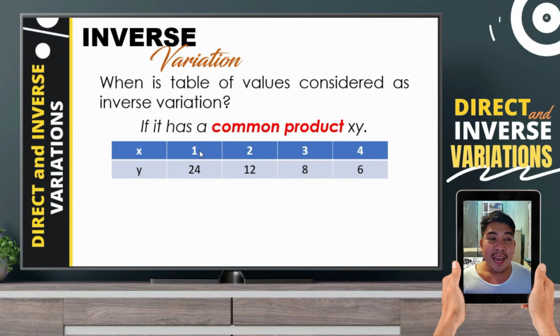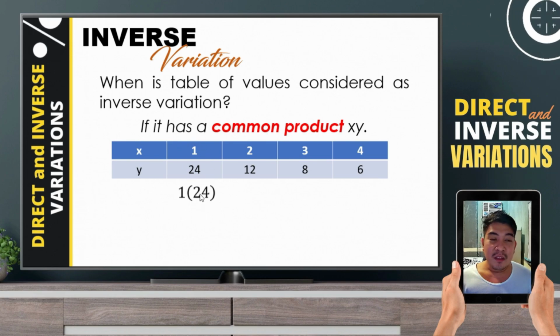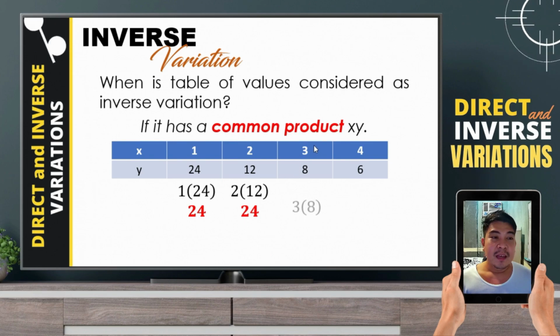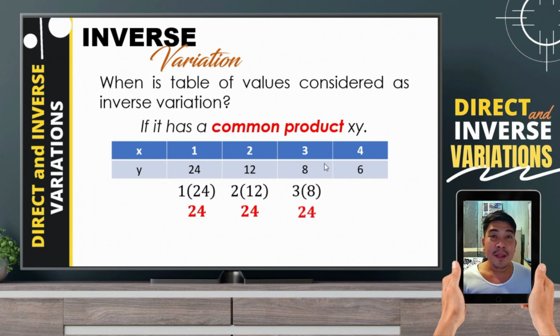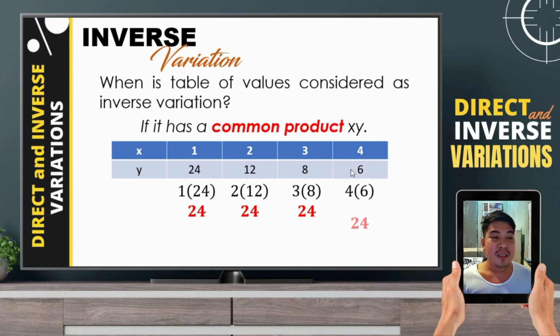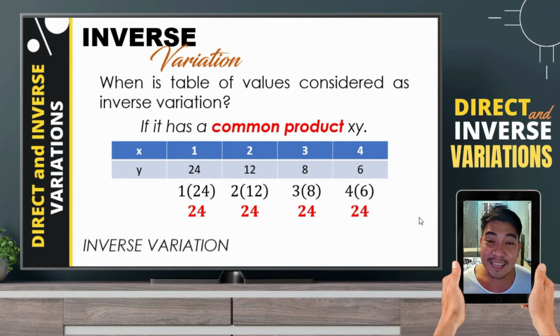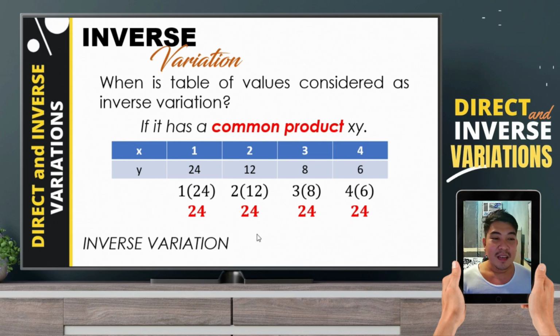We need to multiply x and y. So, this first pair, 1 times 24, that will be 24. Next, 2 times 12, that will also be 24. 3 times 8, that will be 24. And then 4 times 6, that is 24. So therefore, since the products are the same, we can say that it is inverse variation. And the value of k is 24.